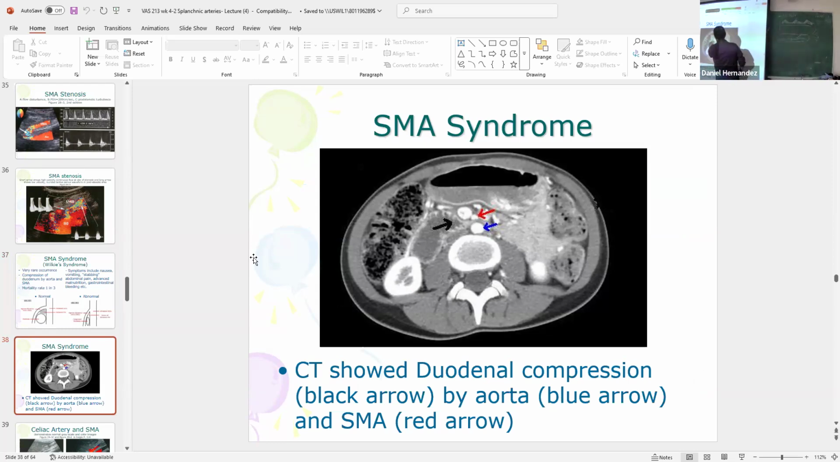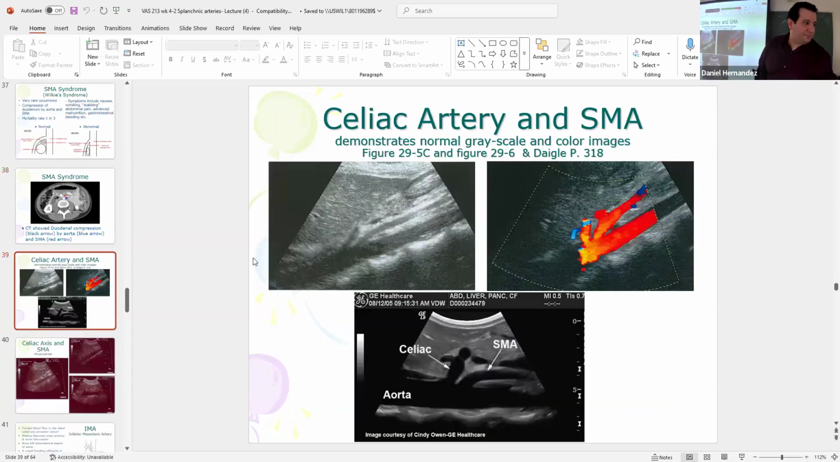So here's the intestine, like you can see it being crushed on that CT. That's a little picture.